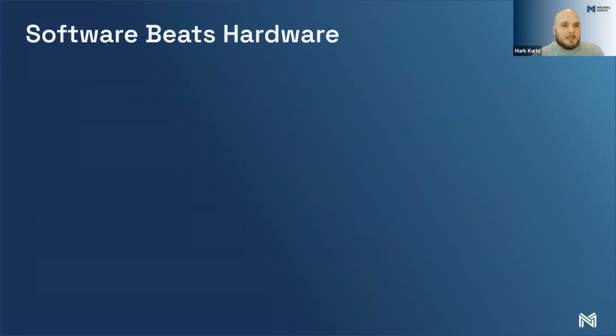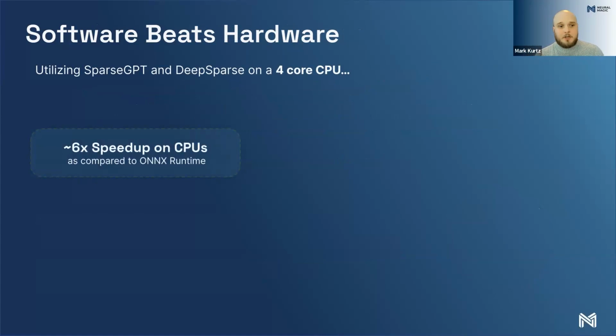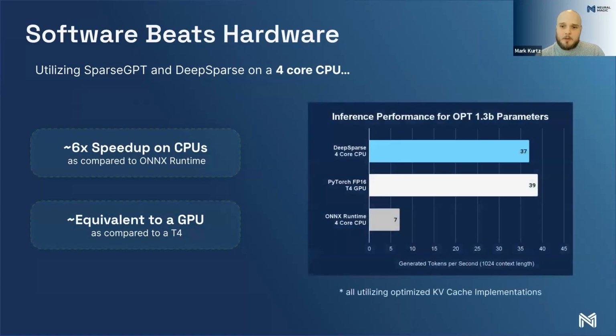And so diving into those performance speedups with software beats hardware. We're utilizing SparseGPT and DeepSparse on just a 4-core CPU, right? So again, going back to what most people are probably watching this on, you most likely have more than enough power in your current computer to run and get the numbers that we're about to show. We show a 6x speedup on CPUs as compared to ONNX Runtime. And not only that, but we're able to get to equivalent performance to a GPU, as compared on a T4. So let's look at what that looks like.